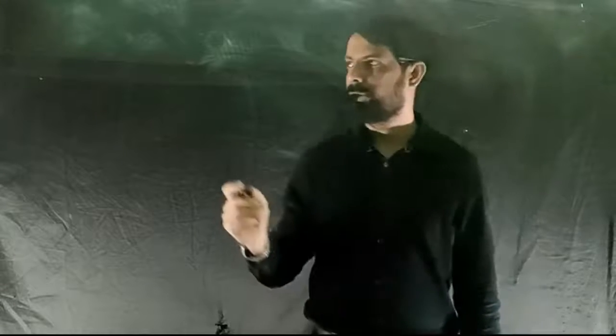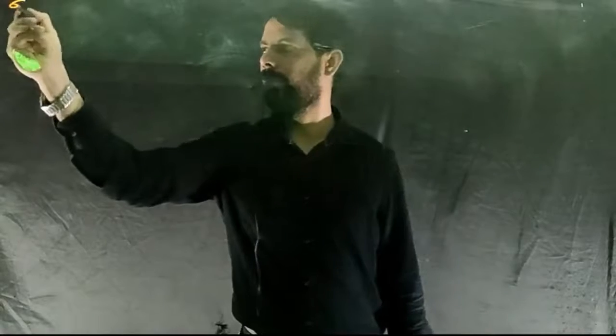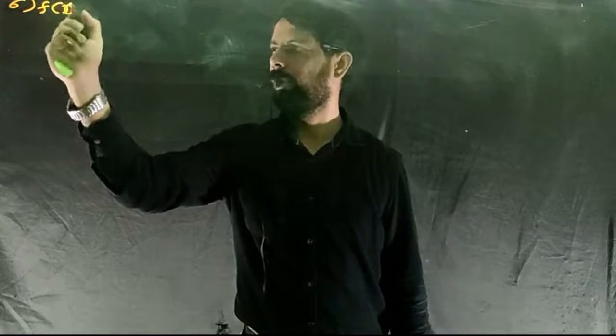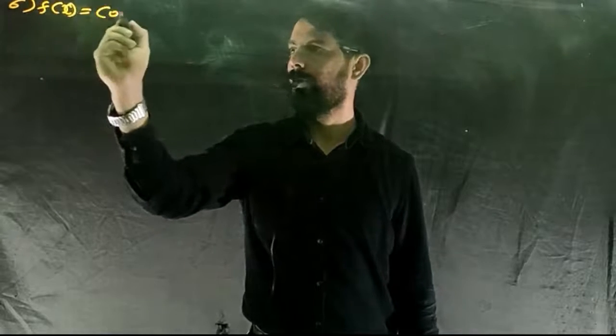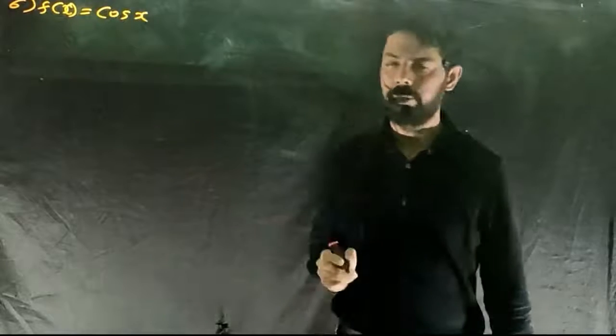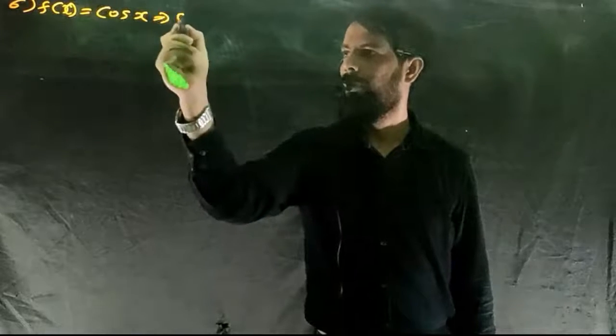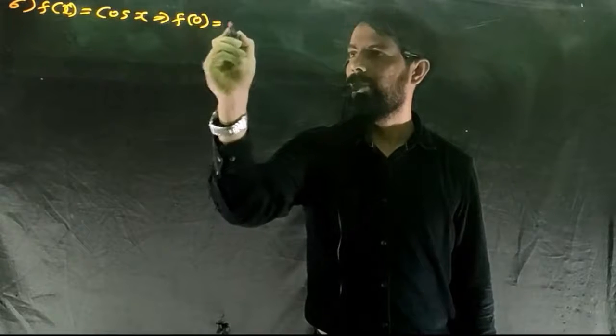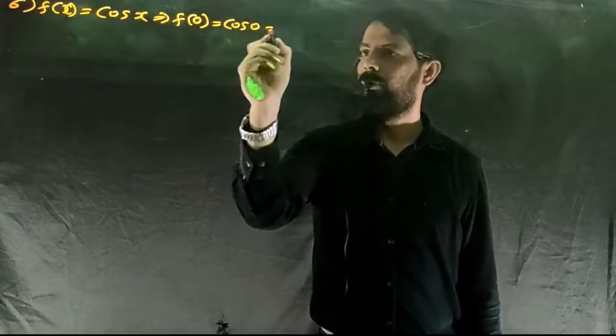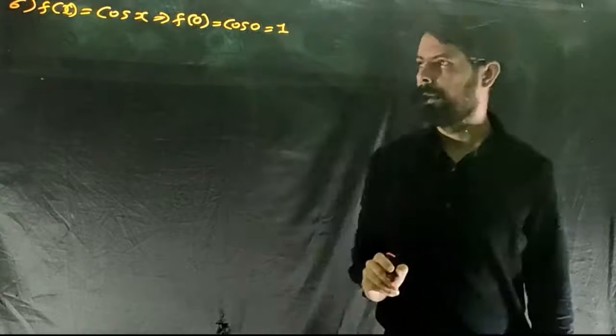Now we will discuss the Maclaurin series of the function f of x equals cos x. First of all, we have to find the value of f of 0. Replacing x by 0, the value of cos 0 is 1.